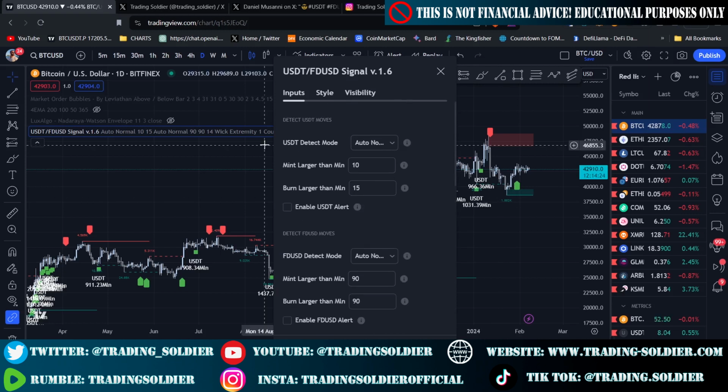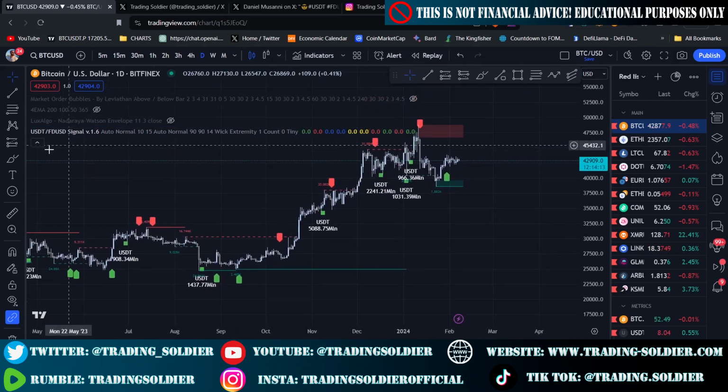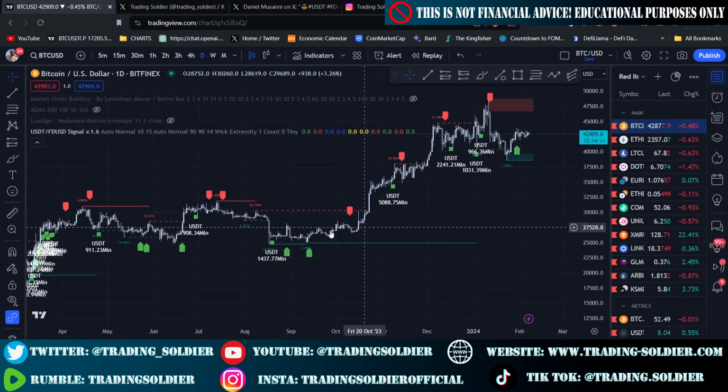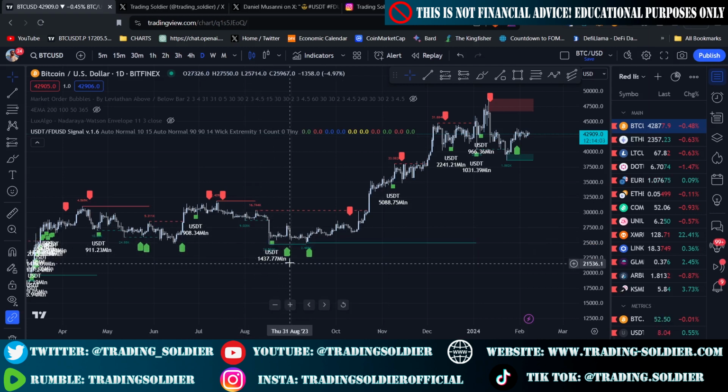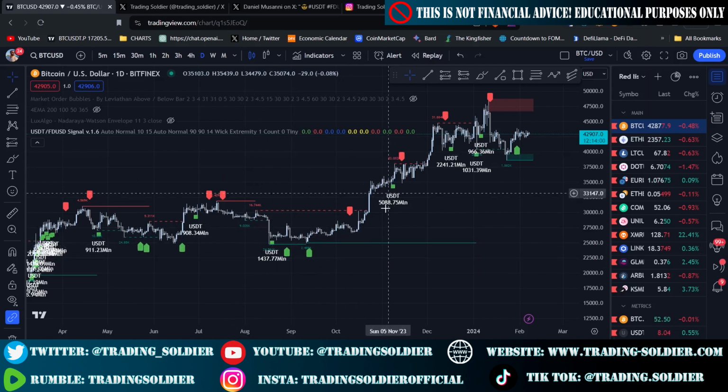But the main functionality of this indicator and the most powerful functionality of this indicator is detecting where the USDT and the FDUSD is being injected or issued into the market, okay? Because this gives us a very good idea on where the USDT is being injected into the market, and then, as you can see here, an injection of 1,000 million of USDT then leads to a pump, 5,000 million of USDT, pump, 2,000 million of USDT, pump, again, 1,000 million, a pump, okay?